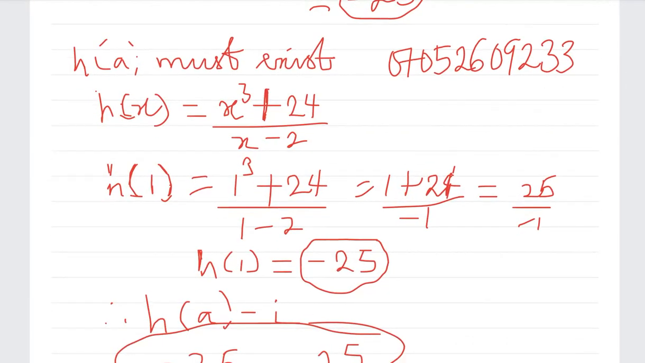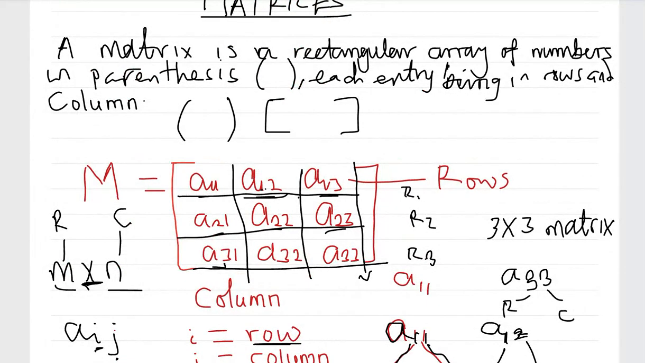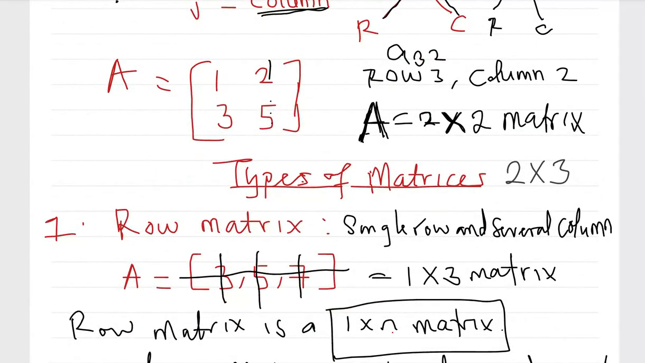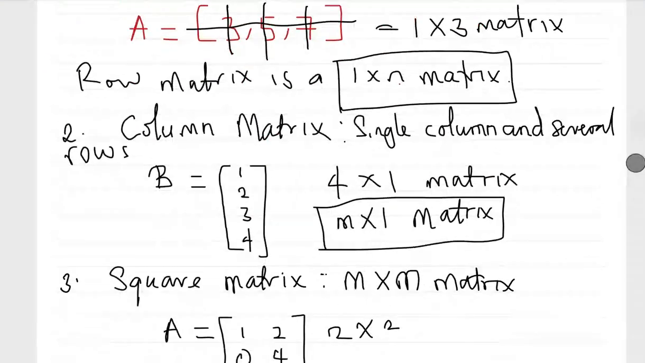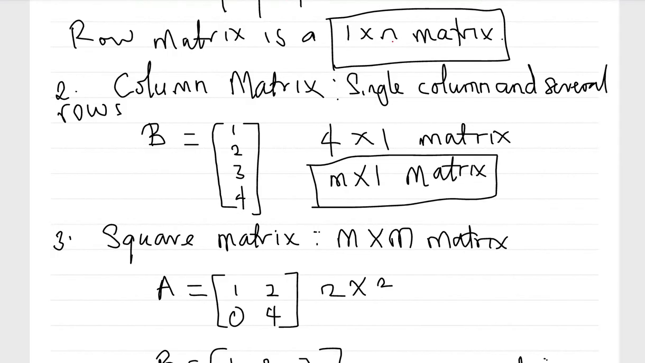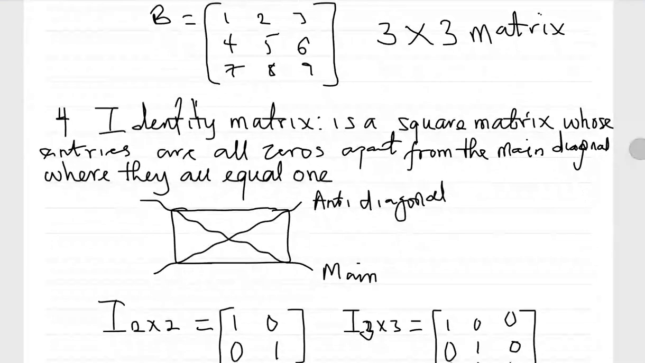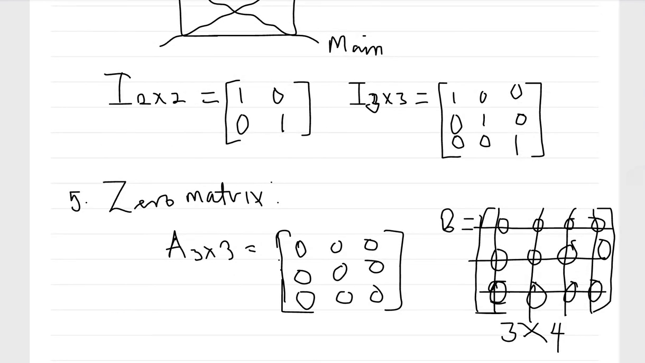And then we went on to define the types of matrix. The first type is the row matrix. After the row matrix, we have the column matrix. After the column matrix, we have the square matrix. After the square matrix, we have the identity matrix, and after the identity matrix, we have the zero matrix. So these are a few types of matrix that you should know.